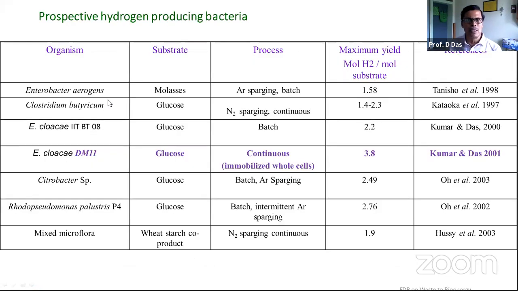So this is the kind of performance of this reactor. In the continuous system, we produce 3.8 moles of hydrogen per mole of glucose. I have already shown you that if you follow the acetic acid production pathway, we can produce 4 moles. So the maximum we achieved is 3.8 moles, which is almost close to the theoretical limit.